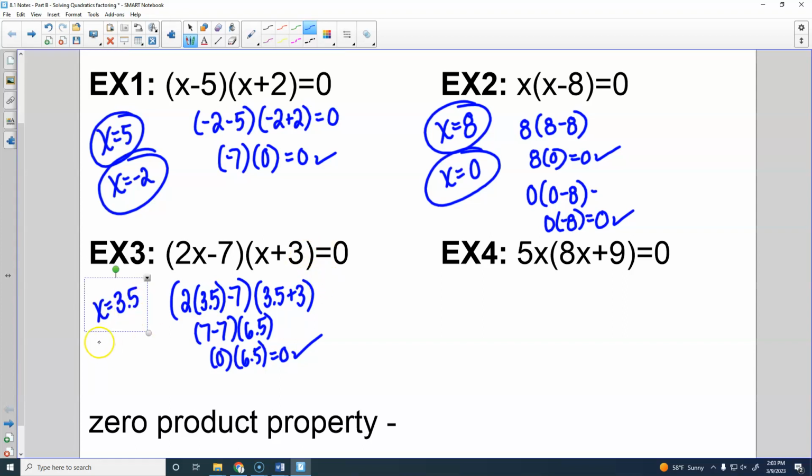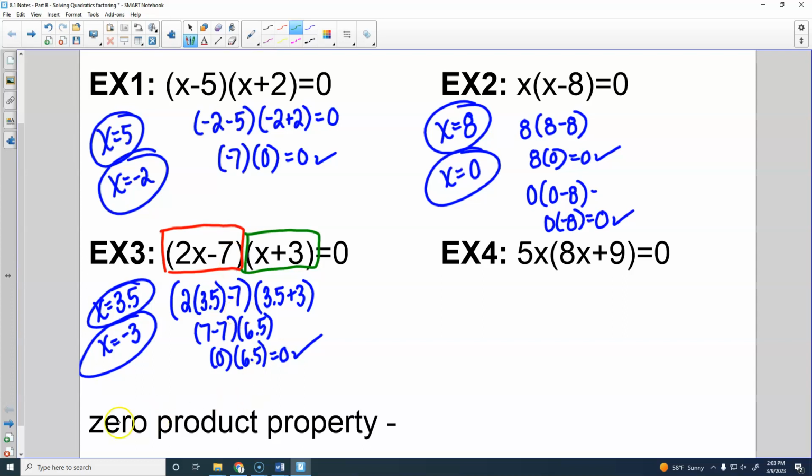And what did you guys say the other one would be? -3. Now, how are you getting this? How are you getting them so quickly? You want one of the factors to equal 0, right? Because if this equals 0, it doesn't matter what the other part is, because 0 times anything equals 0, right? And if this part equals 0, it doesn't matter what the other part is, because anything times 0 equals 0.